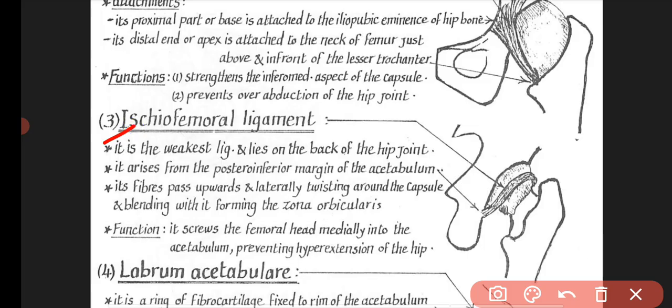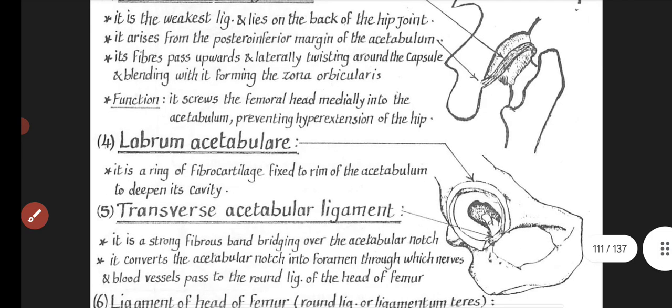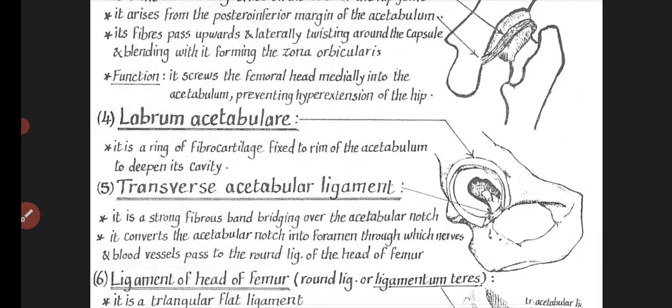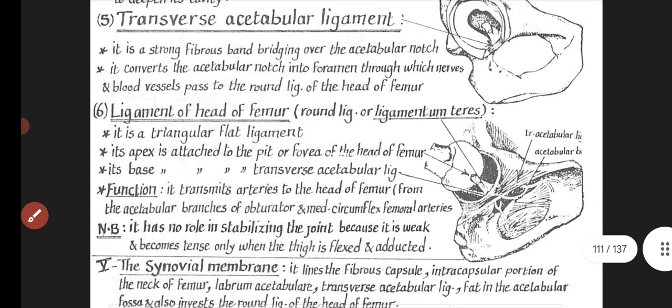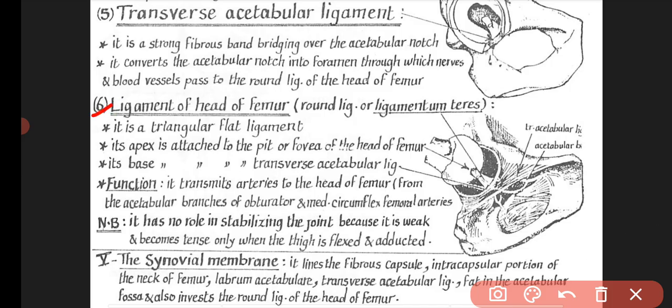These are the three main ligaments of the hip. Other ligaments are there, except these three: the acetabular labrum, which I already told, is a ring of fibrocartilage fixed to the rim, and next one is the transverse acetabular ligament and the ligament of the head. It is also known as the round ligament or ligamentum teres.